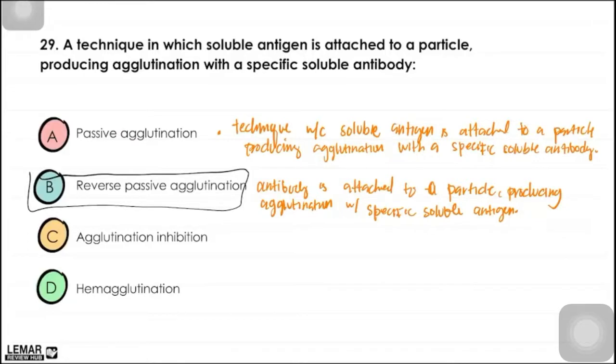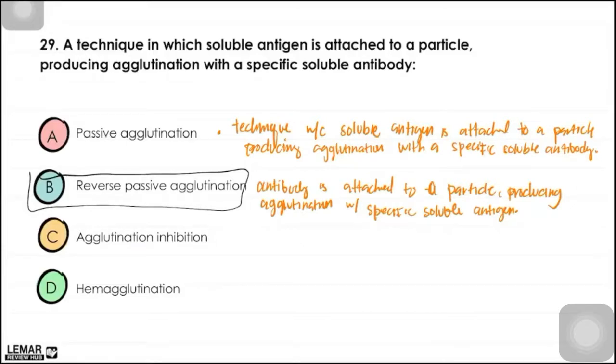Okay. So, for agglutination inhibition, ano naman yan? It is the most sensitive and can detect small amounts of antigen. If antibody is present, agglutination does not occur. Okay? So, it is inhibited. Agglutination will be inhibited. Okay? If antibody is present, agglutination does not occur because there is always antibody bound to an antigen.